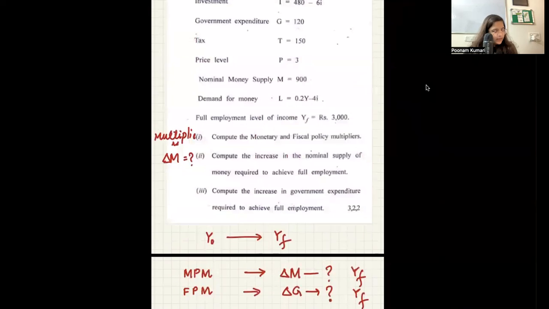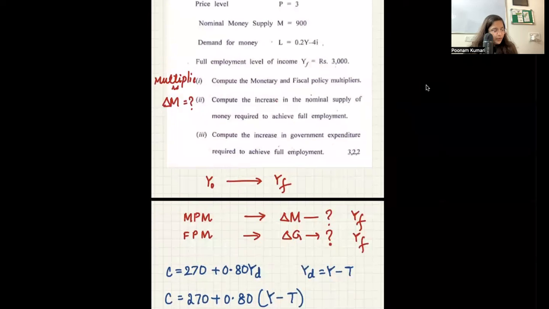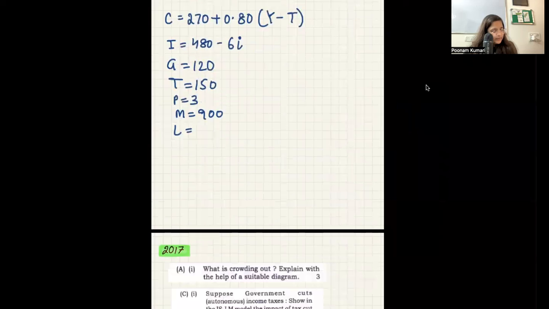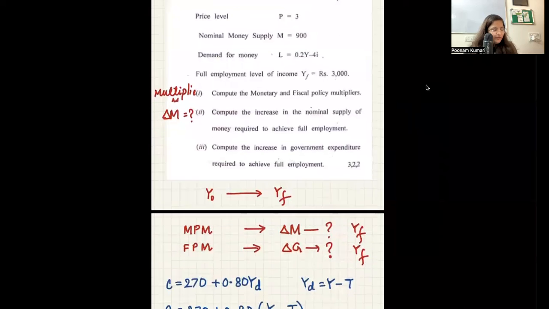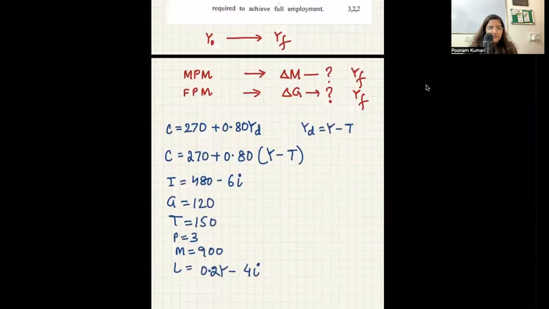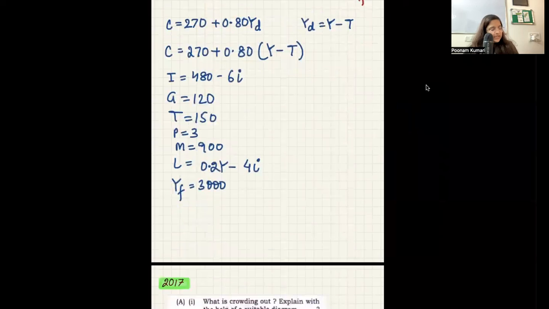Okay, and there is money demand, which is 0.2Y minus 4I, and the full employment level of income YF is 3000. So YF is equal to 3000. So all these details are given to us. ये सारी चीजें हमें दी हुई हैं.